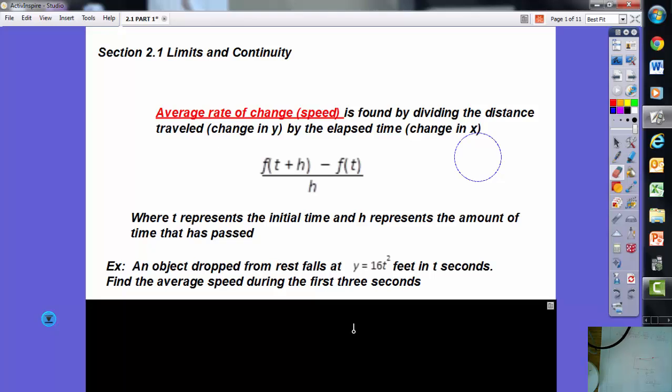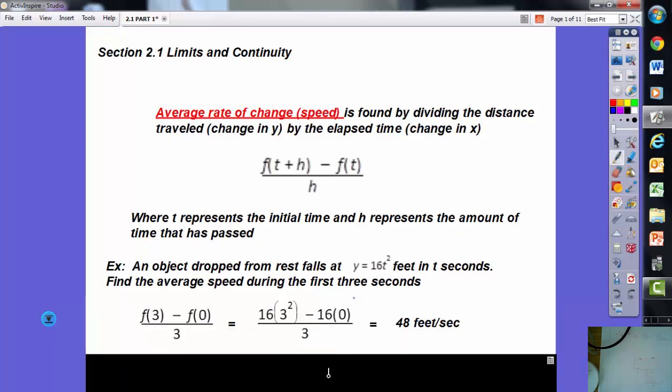So for instance, an object dropped from rest falls at y equals 16t squared feet in t seconds. Find the average speed during the first 3 seconds. So h in this case is 3 because that's how much time has elapsed. It dropped from rest, which means that t equals 0 to start with. So if t is 0 and h is 3, then we're going to find f of 3 minus f of 0 all divided by 3. And when you do that, you get 48 feet per second.